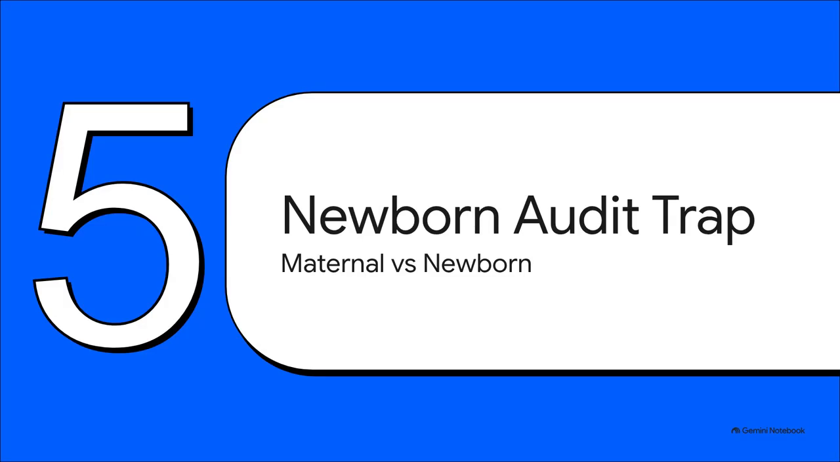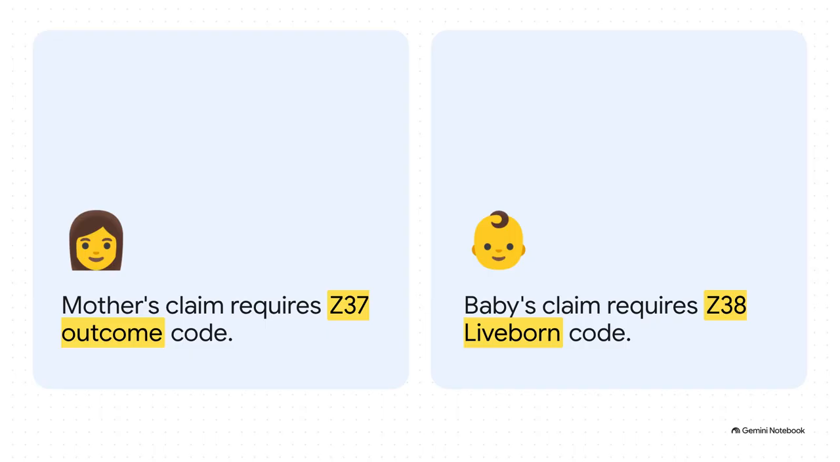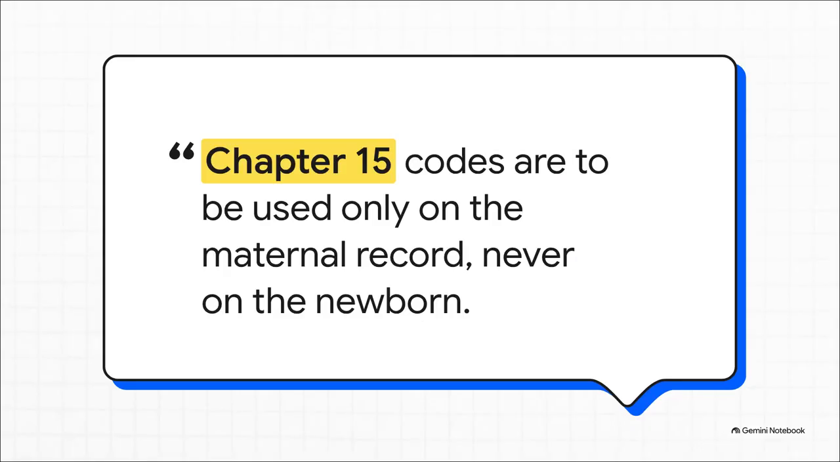Finally, let's look at Section 5, the newborn audit traps, and maternal versus newborn claims. You really need to recognize the stark contrast between a mother's claim and a baby's claim. The Z37 outcome code belongs entirely on the maternal claim. If you even attempt to put a Z37 outcome code or literally any Chapter 15 O code on the baby's chart, it is going to be instantly denied. For the baby's claim, you have to use category Z38, the live-born infant code. The CMS guidelines are fiercely strict about this separation.